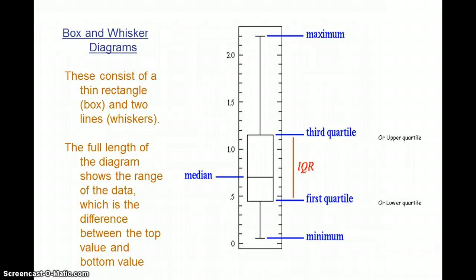Something I may not have said is the difference between those two quartiles. We can look at what's called the interquartile range, as compared to the overall range, which is always the maximum minus the minimum.